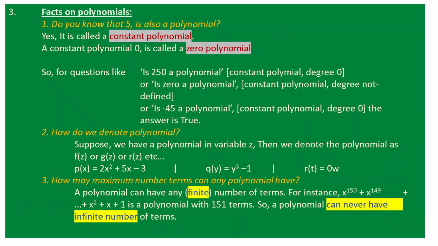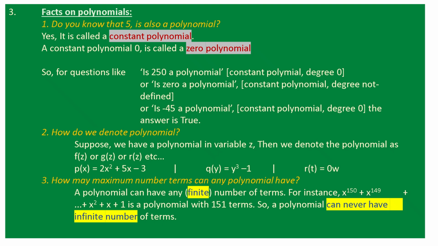Let's look into some interesting facts on polynomials. Do you know that 5 is also a polynomial? Yes, it is a polynomial. Only the number 5. It is called a constant polynomial. Any fixed numbers can be called a constant polynomial, the exception being 0. If 0 is to be called a polynomial, it is called a zero polynomial.